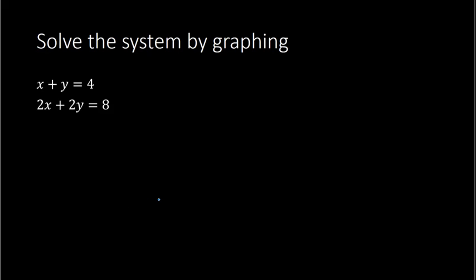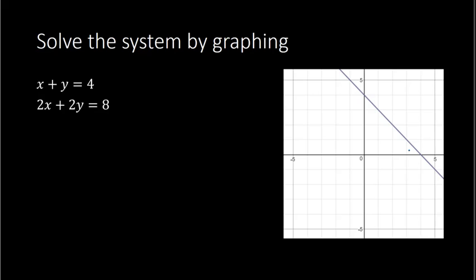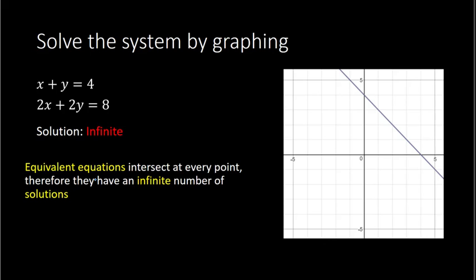One last example, we have x plus y equals 4 and 2x plus 2y equals 8. If you were to graph both of these equations, you would find that these equations are actually the same thing. So when you graph these, you actually get the same line, one on top of the other. Because of that, we would say that our solution is infinite. There is an infinite number of solutions. And that's because equivalent equations, or equations that are the same, will intersect at every point. Therefore, they have an infinite number of solutions.